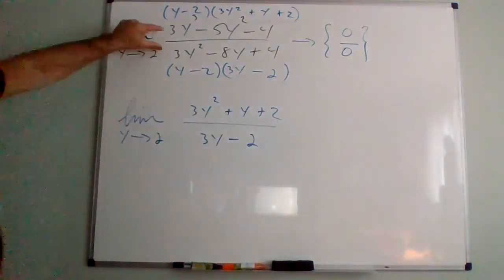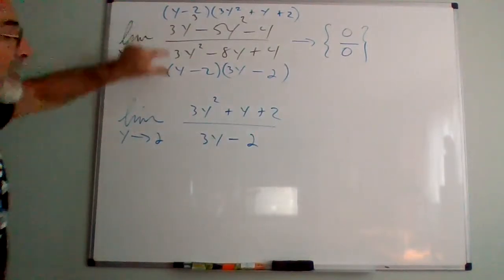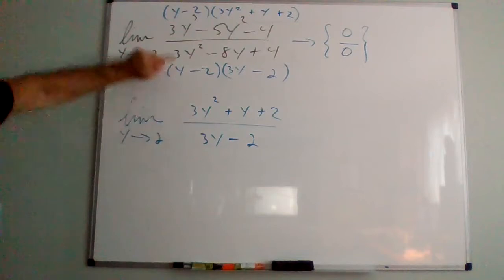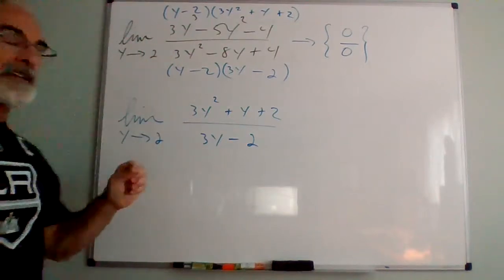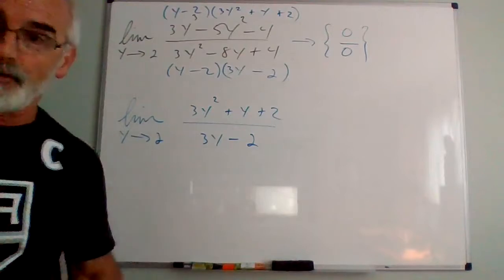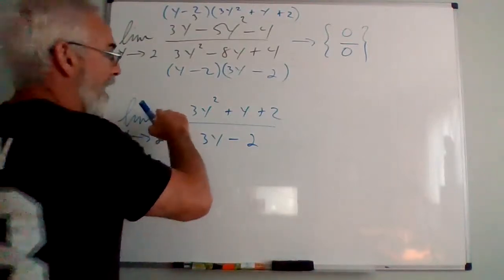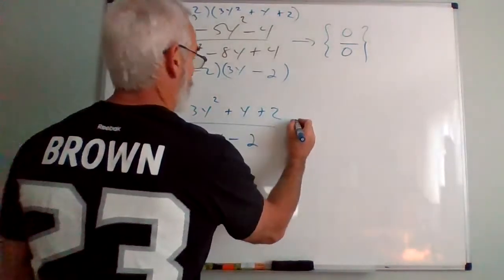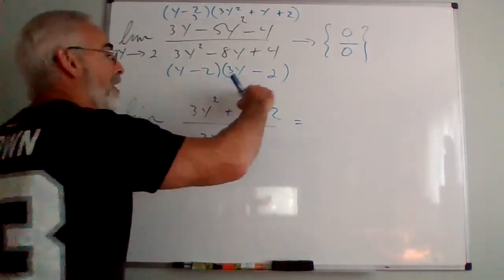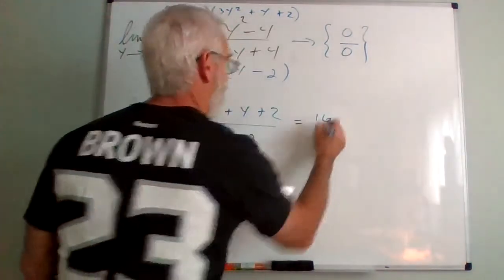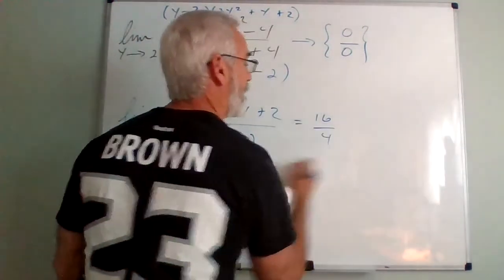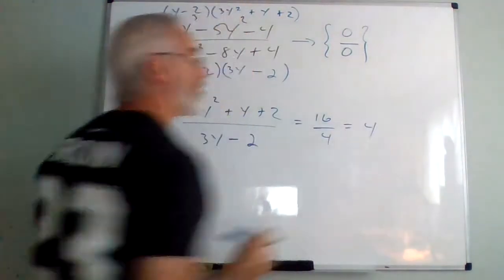Now, this quantity here is always equal to this quantity here, except at y equal 2, because y equal 2 is not in the domain. The limit is not what's happening at y equals 2, it's what's happening as I get closer and closer and closer to y equals 2. So as I'm getting closer to y equals 2, my numerator is getting closer to 3 times 2 squared plus 2 plus 2, which is 16. My denominator is getting closer to 3 times 2 minus 2, which is 4. So my limit is simply 4.